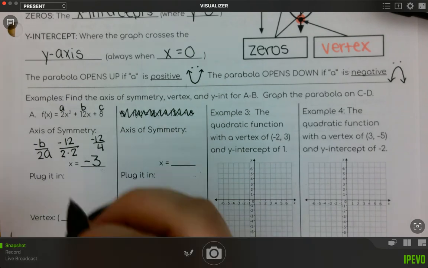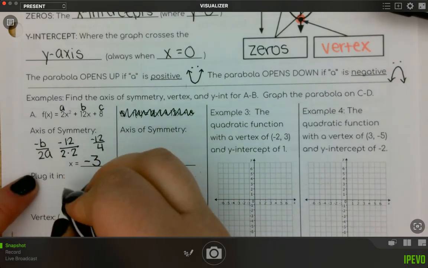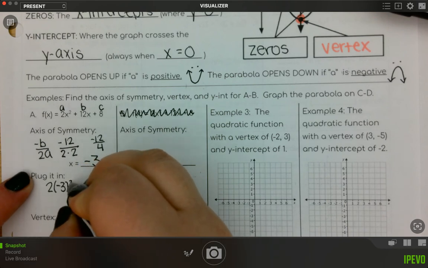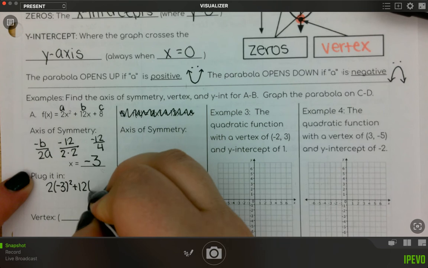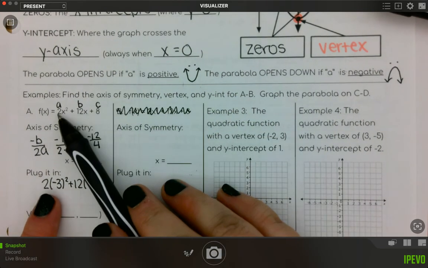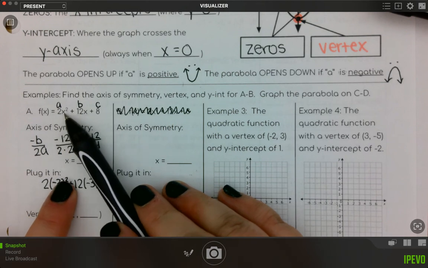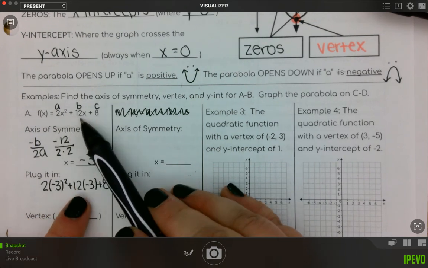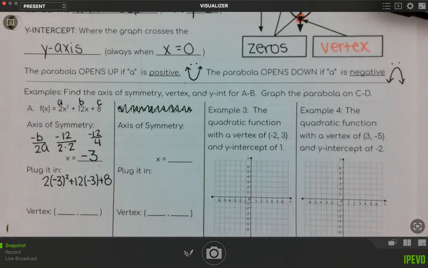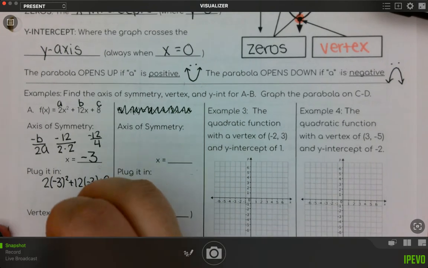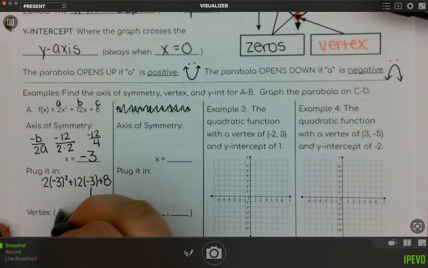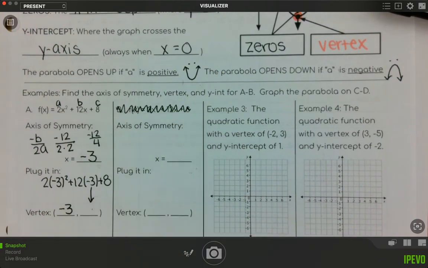And then you take that number and you're going to plug it in. What that means is you're going to rewrite the equation, but instead of x, you're going to put in negative 3 in parentheses. So 2, instead of x, negative 3 squared, plus 12, instead of x, negative 3, plus 8. And then our answer for this is going to go right here. The first part is the negative 3 that we already knew.